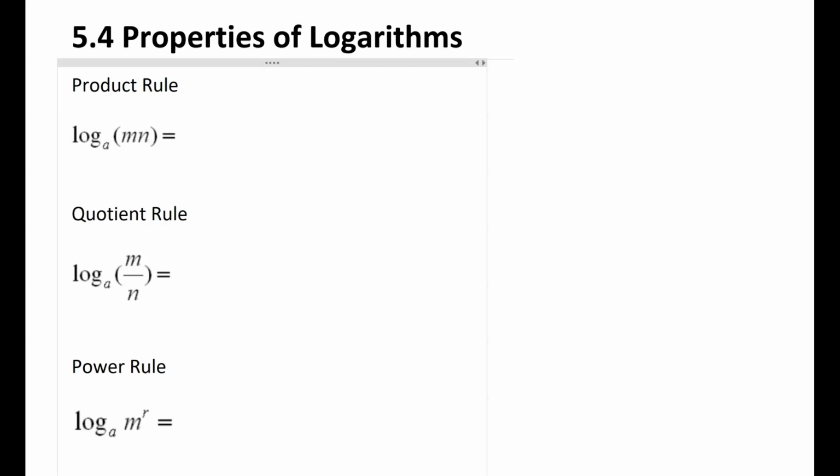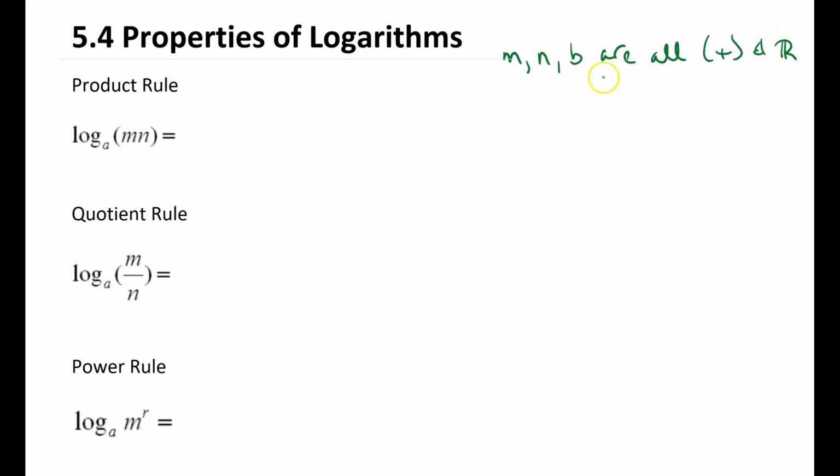The 3 rules that I'm going to go over with you today are the product rule, quotient rule, and the power rule. I do want to make a statement that the M, N, and B are all positive and real in these. So I'll just put that here. M, N, B are all positive and real. And we also said that, oh, sorry, I used A instead of B. A. Okay, and that A, remember, cannot be equal to 1. Okay, so that applies to all 3 of these rules.